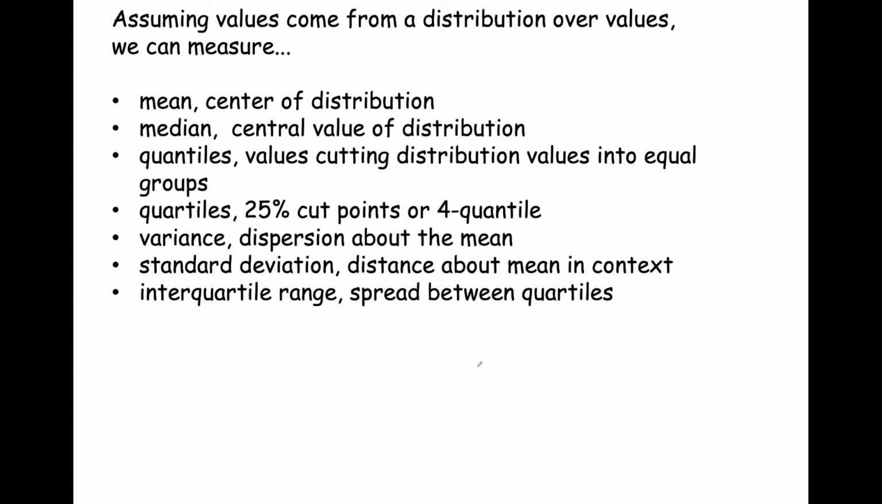Well, assuming that these values come from some distribution over values, you can measure all sorts of summary statistics, like the mean, which is a representation of the center of mass for your distribution, the median, which is a central value, the quantiles, which are values cutting the distribution into equal size groups, the quartiles, which are the 25% cut points, so you're cutting up your distribution at 25% of the total probability mass, the variance, which we talked about last semester, which is the dispersion about the mean, the standard deviation, the square root of variance, which is the distance about the mean in the same units as the mean, and the interquartile range, which is the spread between the quartiles. How do the values change between the quartiles?